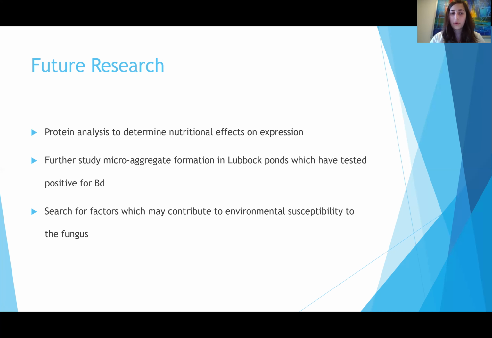So from here, we will also be able to search for factors which may contribute to environmental susceptibility to the fungus. So this may include certain pesticides or pollutants in the area. And hopefully by identifying specific factors, we can try to do preventative measures by taking it out of the environments that could be susceptible to it at the moment to prevent BD from affecting the amphibian population in Lubbock further.